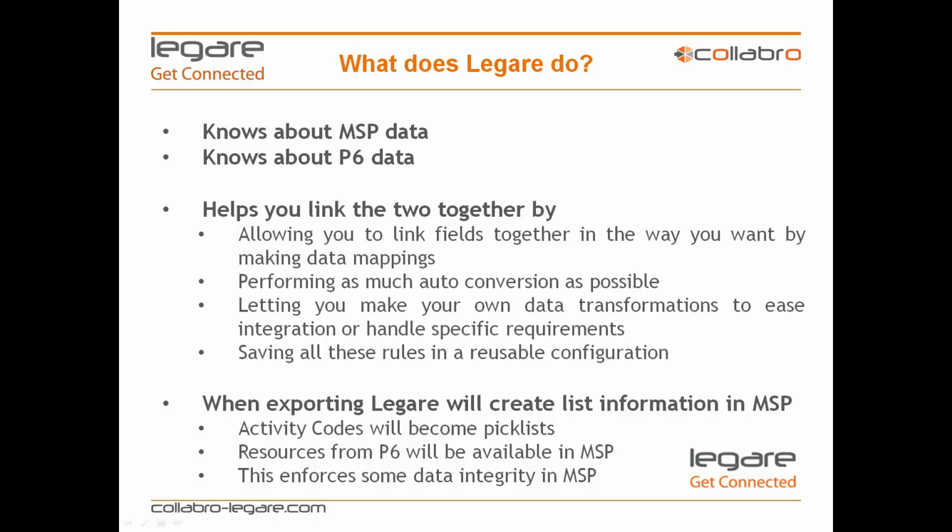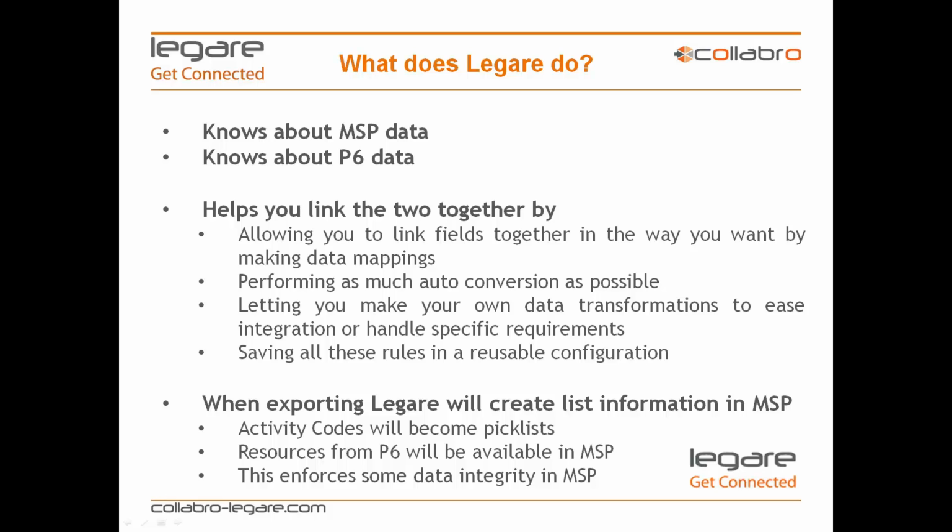That functionality lets you create data mappings and link fields in the two systems together. It performs as much automatic conversion as possible when transferring data from one system to the other, and it lets you make your own data transformations to make the integration as smooth as possible. With those custom transformations, you can handle your business-specific requirements or any deviations from the standard that you might want to apply. Once you've done all of this, it can be saved as a configuration, which is the set of rules and mappings that can be reused again and again later.